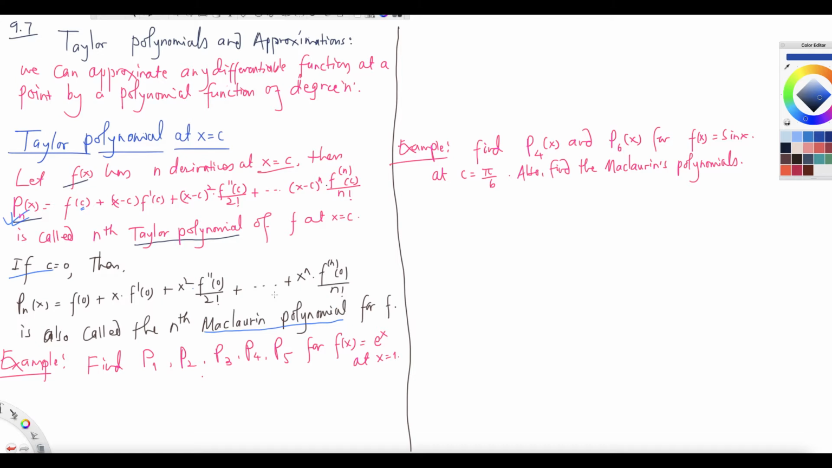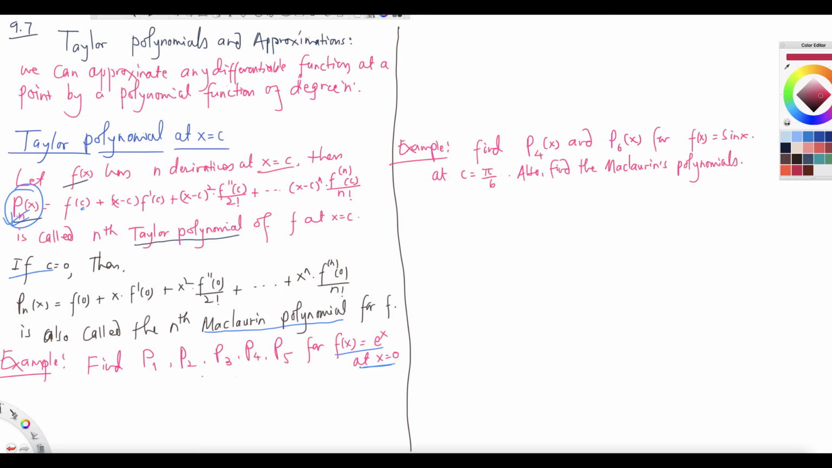Okay, all right, let us see some examples. Let us see an example where you want to find P1, P2, P3, P4, P5 for f(x) equals e to the x at x equals 0, meaning that around the origin, you want to find a polynomial function that has almost the same values as f(x) equals e to the x.